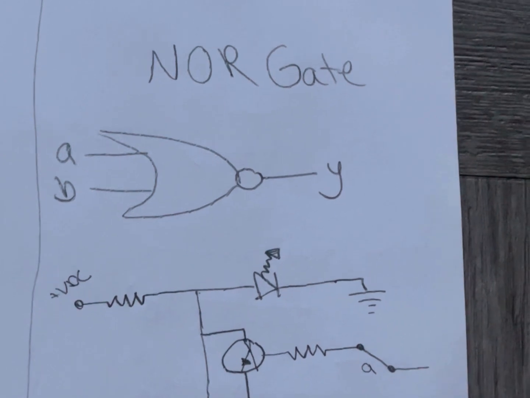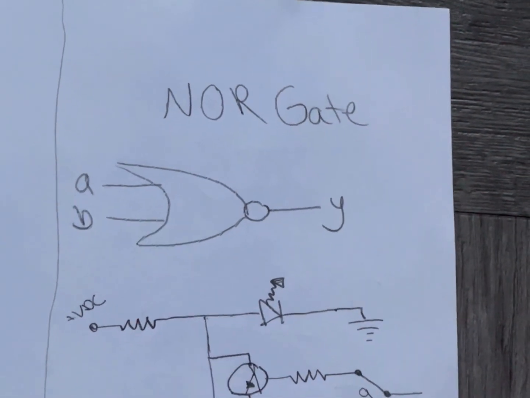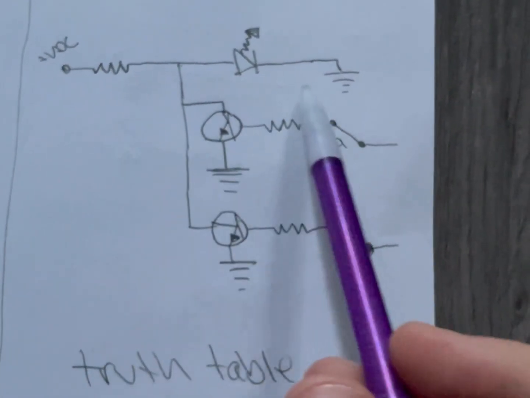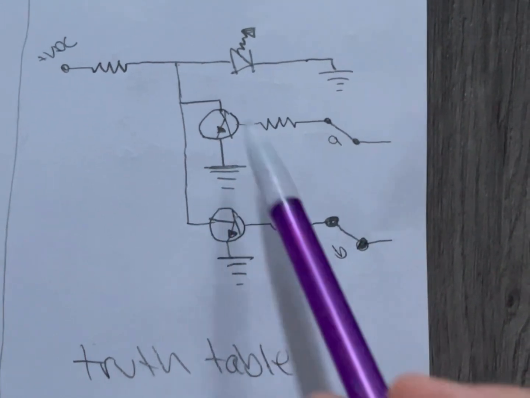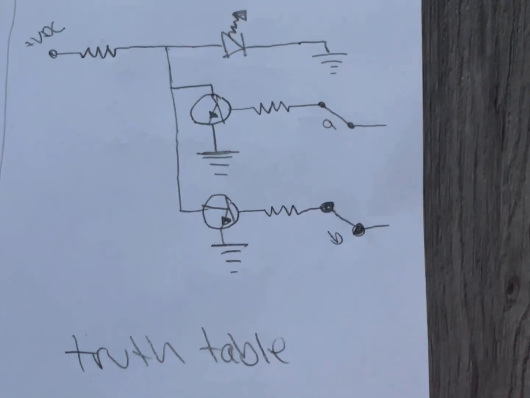Next, we have the NOR gate. The NOR gate will only produce an output when both A and B inputs are turned off. In the schematic, we can see that voltage will flow through the resistor and LED to the ground, turning the LED on. But if either of the transistors are on, the voltage will be redirected, turning the LED off.